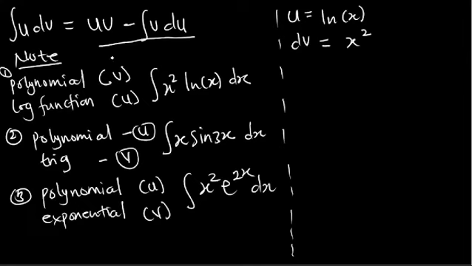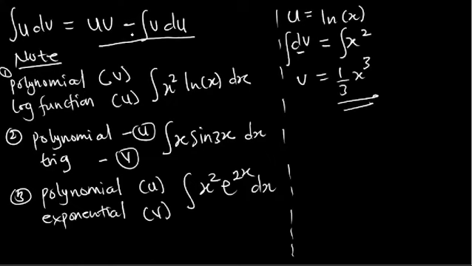So we don't have the v and du. To find the v from dv, you have to integrate. To integrate dv, you can get v. So integrating x square, you'll have 1 over 3 x cubed. So you have the value of v.